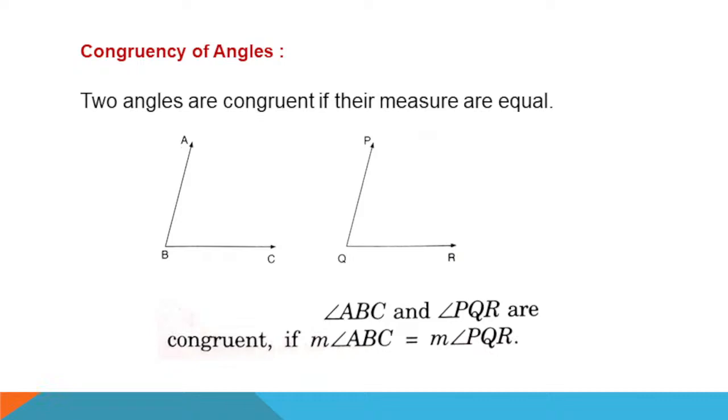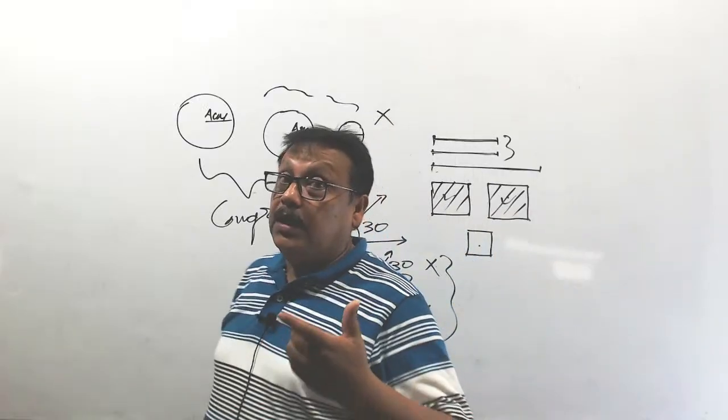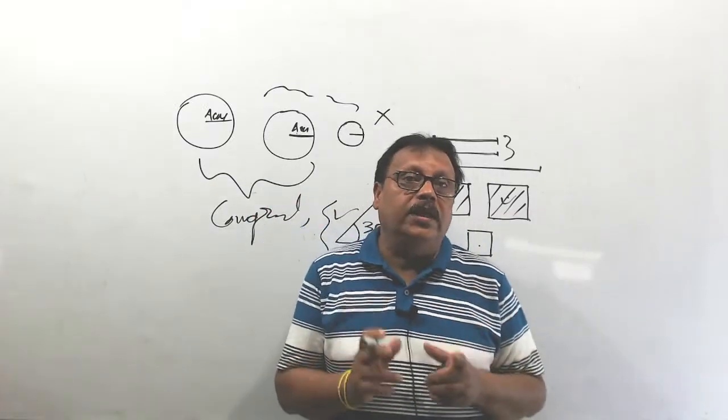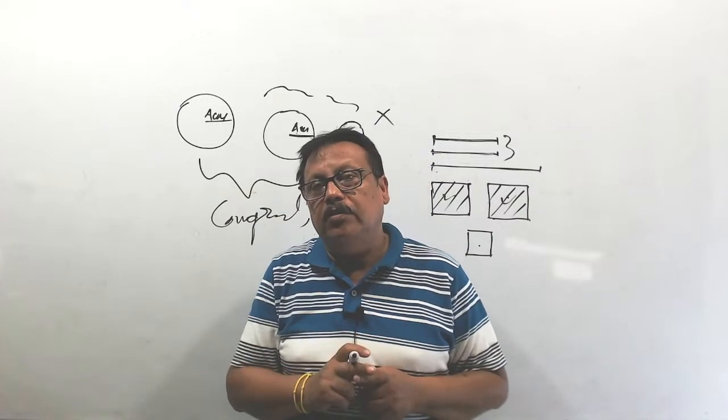Similarly, angles: if the measures of two angles are equal, then the two angles will be called congruent. Similarly, circles, as I already discussed. If the radius of two circles are equal, then the circles will be congruent.